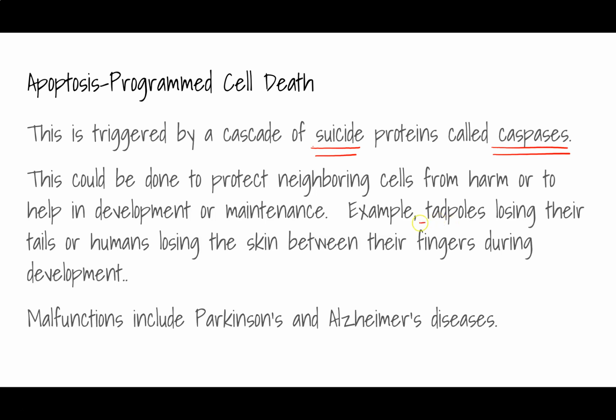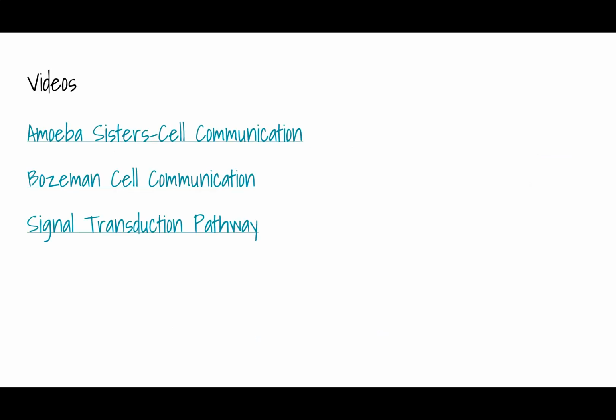Other examples are the tadpoles, these little guys that before they turn into frogs, they got to lose their tails. And also in humans, when you were in development in your mom, you had skin between your fingers. Now you don't. Other malfunctions that could be linked to later on issues, Parkinson's and Alzheimer's. So those are signal transduction pathways being messed up.